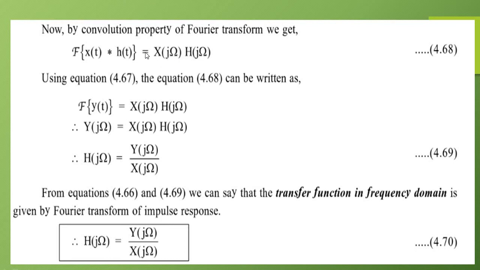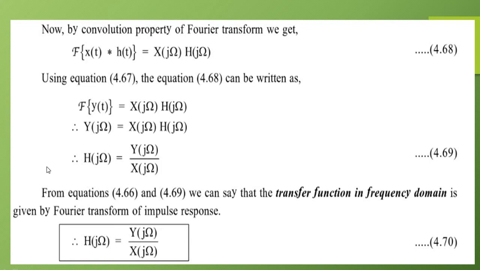What is X of j omega? Fourier transform of x of t. What is H of j omega? Fourier transform of h of t. So we will equate this equation like this. We will assign a variable called Y of j omega. So Y of j omega is equal to X of j omega into H of j omega.